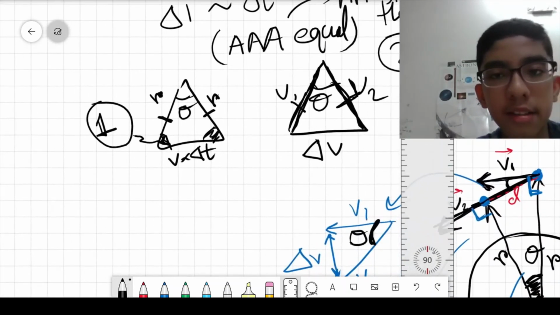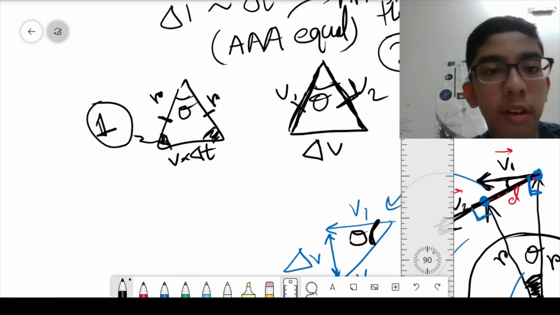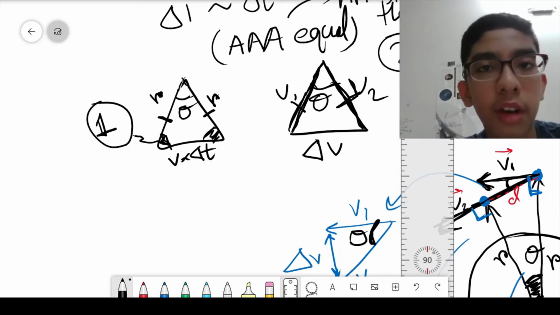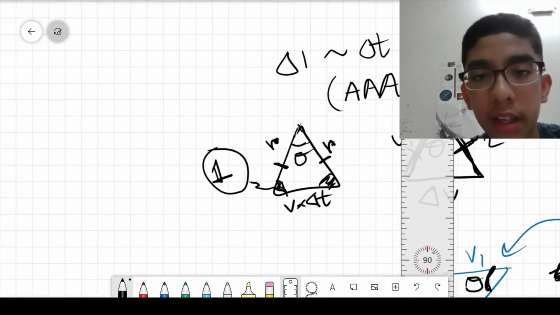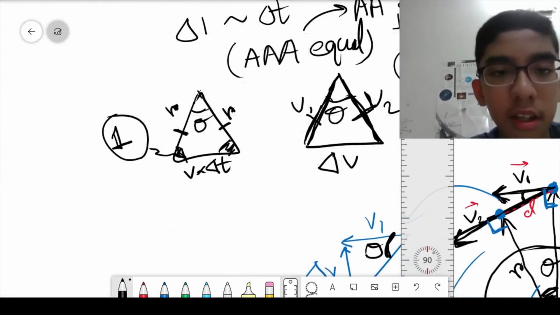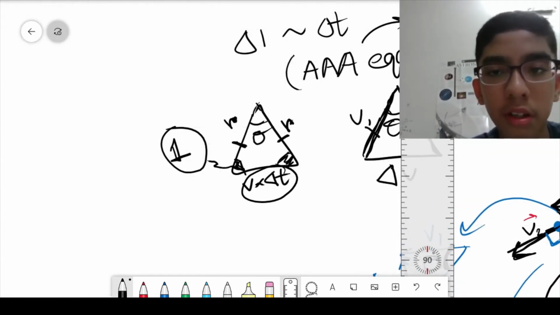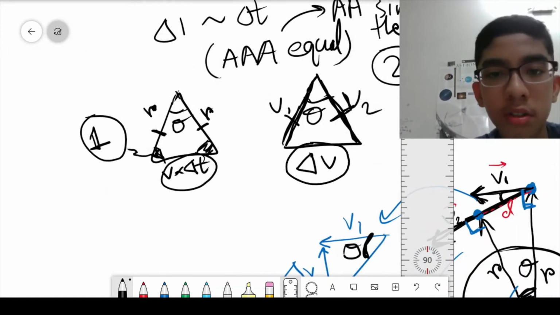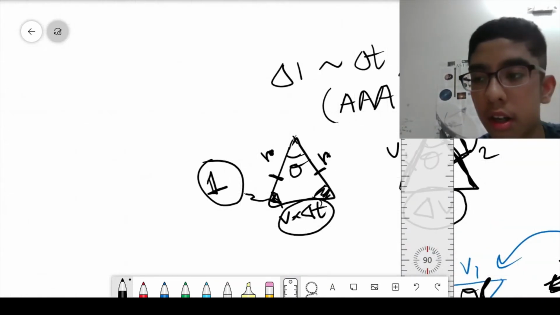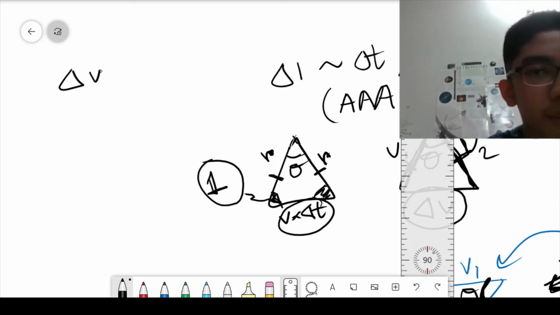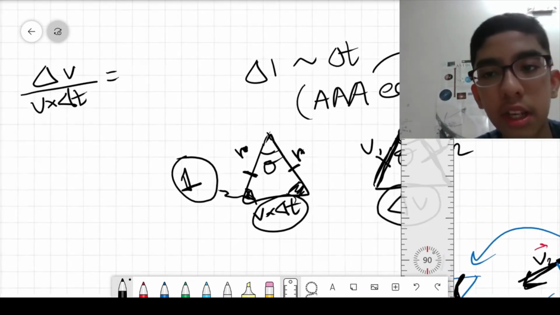So as these two triangles are similar, we know that we can write the ratios of corresponding sides of similar triangles as equal. So the ratios of corresponding sides of similar triangles are equal. Let's consider this one and this one because they are corresponding. So we can say that delta V from triangle 2 divided by V times delta t is equal to, we can consider any other side.